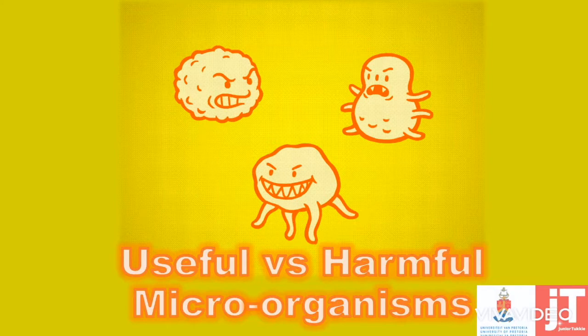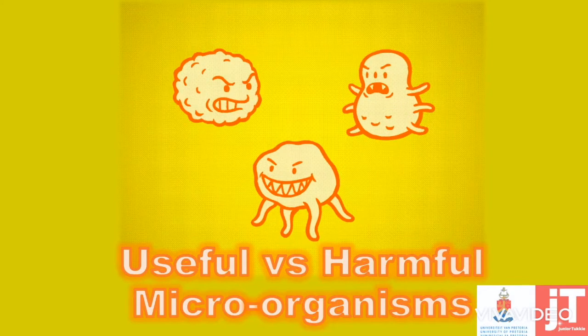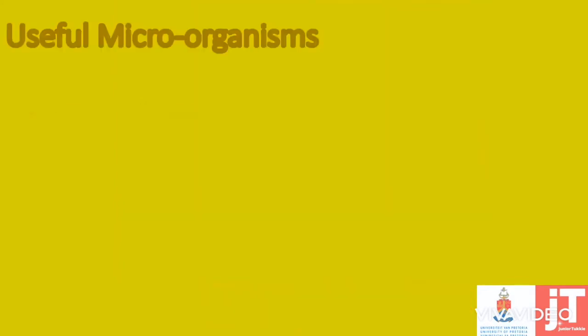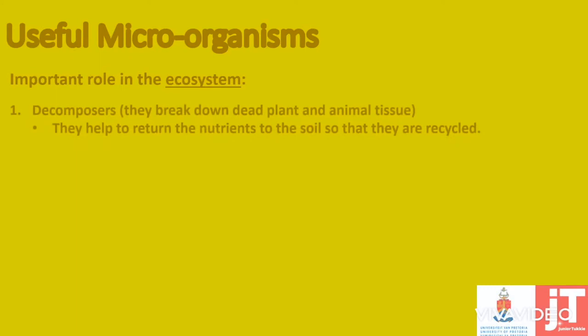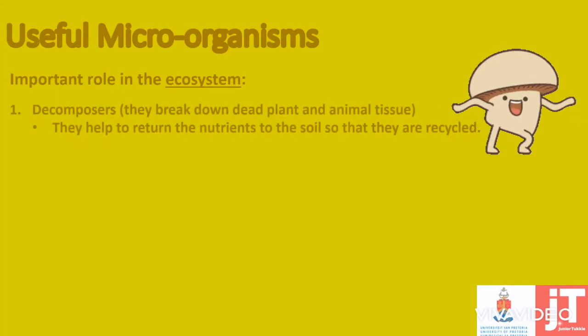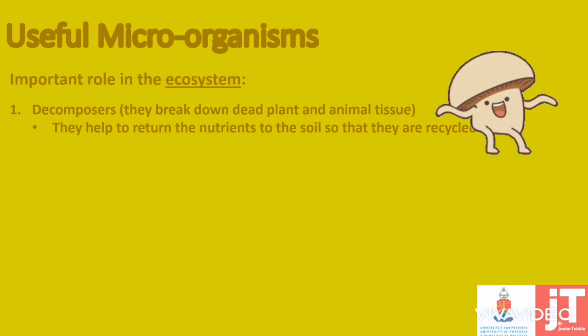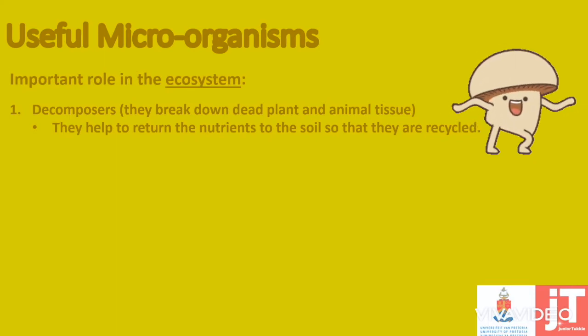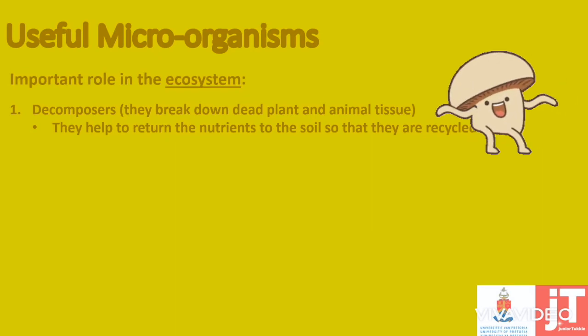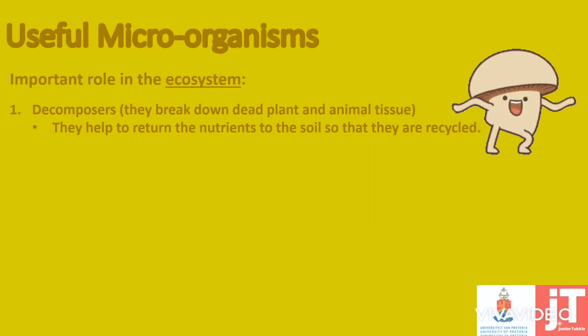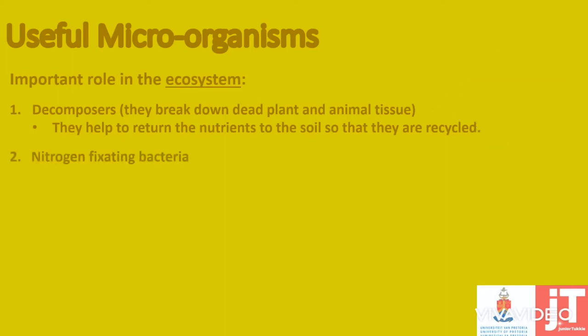to our advantage. We have looked at the harmful microorganisms and where they start a disease, so let's have a look at the importance of microorganisms in our ecosystem. So firstly, microorganisms are known as decomposers. They break down dead plant and animal tissues. The reason for this is they then help return nutrients back into the soil. So they recycle nutrients back into the soil, which helps make soil fertile.